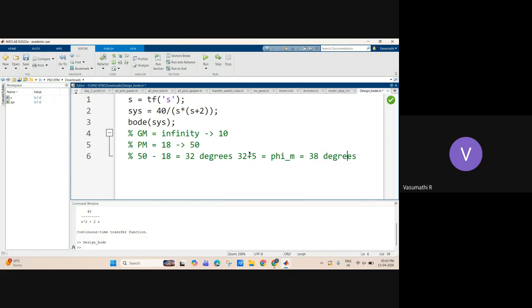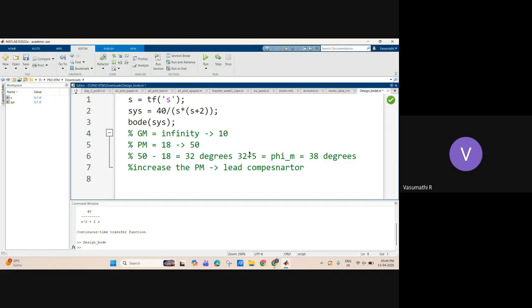Now, since I want to increase this, I am going with the lag compensator. No, not lag, lead compensator. Okay. So in order to increase the phase margin, I want a lead compensator. How will the lead compensator look? (s plus 1/T) divided by (s plus 1/(alpha T)), where alpha should be between 0 and 1. So that's how my lead compensator should be.